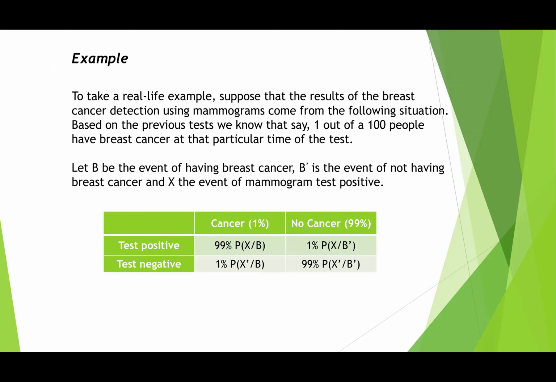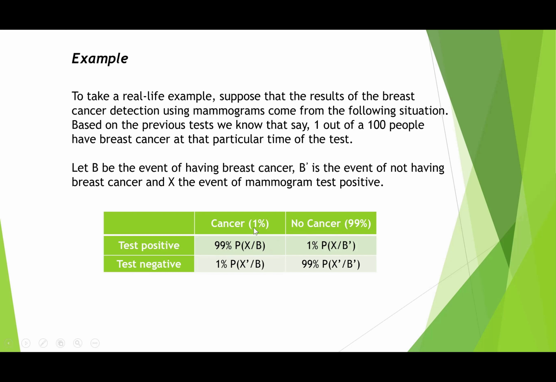To take a real-life example, suppose that the results of breast cancer detection using mammograms come from the following situation. Based on the previous test, we know that, say, 1 out of 100 people in the population have breast cancer at that particular time of the test. Let B be the event of having breast cancer, B' the event of not having breast cancer, and X the event of mammogram test positive. So this situation can be summarized in a two-way table. The overall incidence of cancer in the population, say, is 1%, and of not having cancer is 99%.